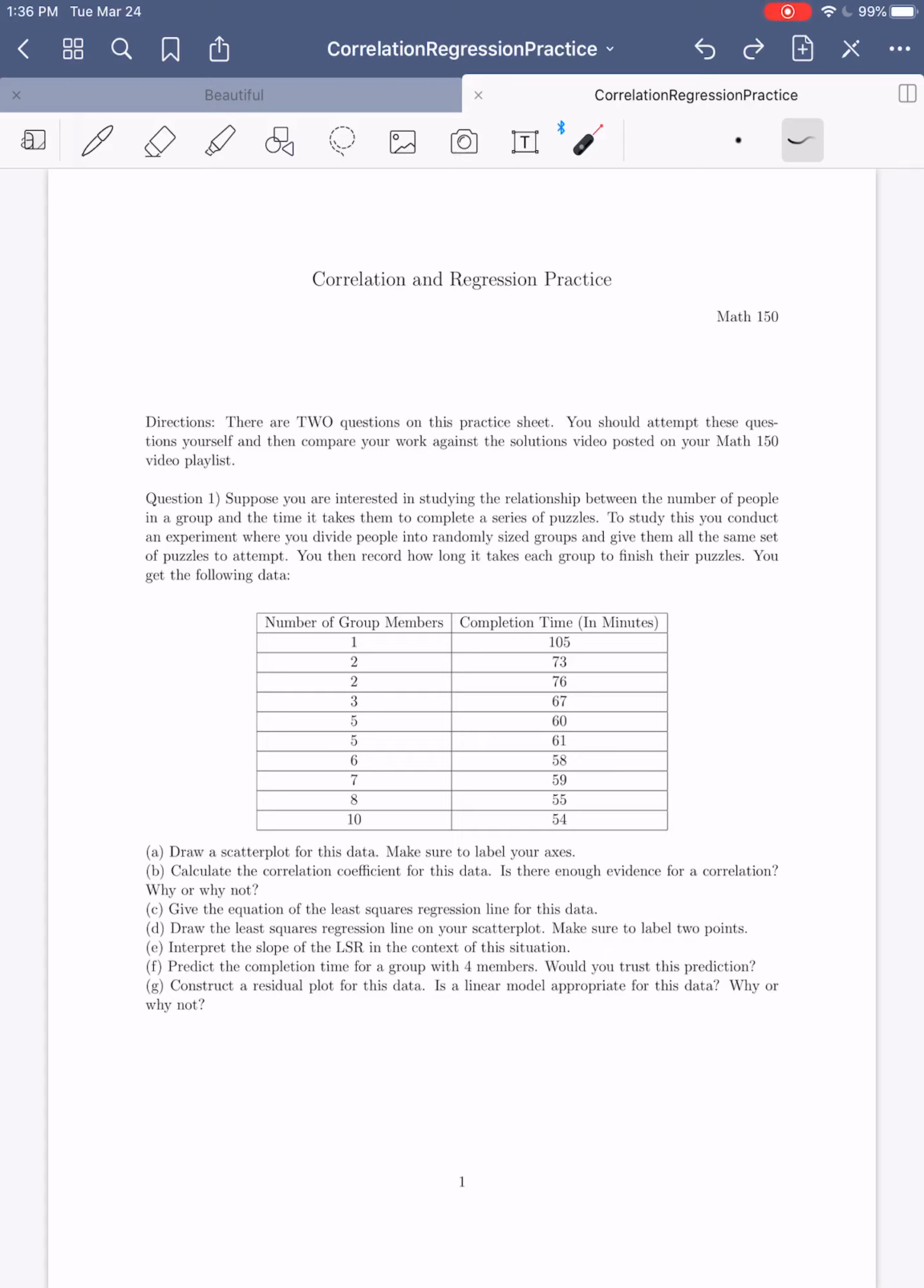In this video we're going to be working through the two questions on the correlation and regression practice sheet. You can find this practice sheet posted on your course website. I would highly recommend that if you haven't already, you work through these two questions on your own to make sure you're comfortable with them.